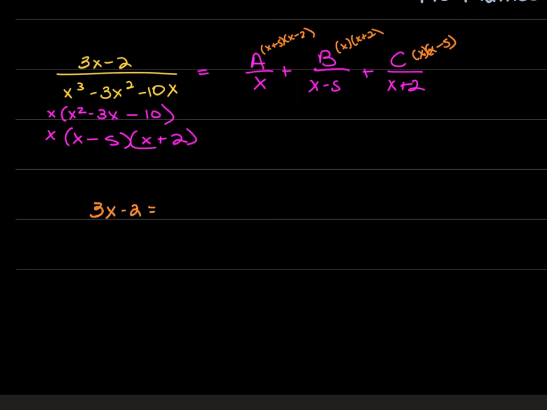3x minus 2 equals A, x plus 5, x minus 2, B, x, x plus 2, C, x, x minus 5.